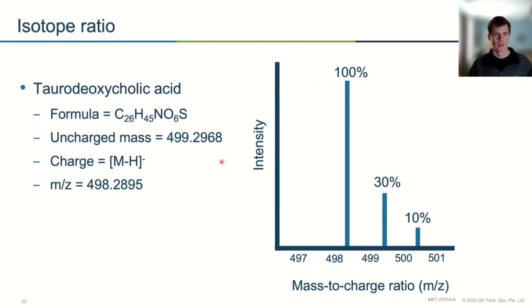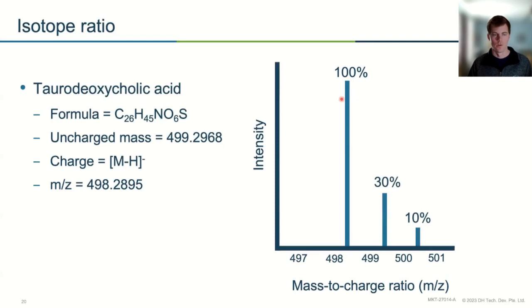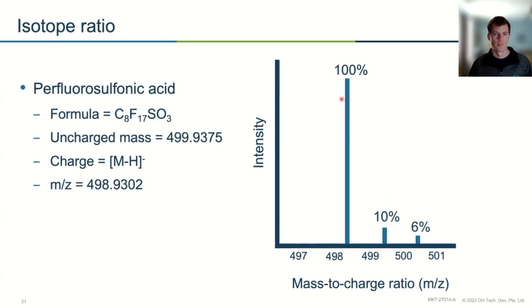But when we look at this and want to look at a different compound that has a very similar mass, like PFAS, this is perfluorosulfonic acid. If you've dealt with PFAS compounds at all, you've seen this one. It has different elements, and so it has a very different isotope composition. So if we back up, you would see 100%, 30%, 10%, and then for PFAS, 100%, 10%, 6%. So different, not completely different, but that different ratio can be used to validate an identification.